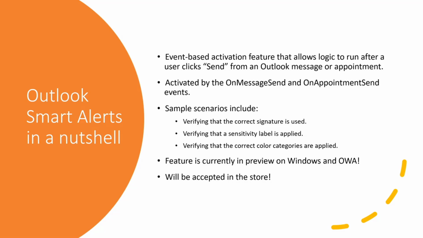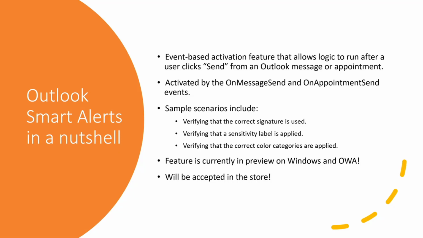So you want to add some logic to validate content, to verify, for example, that you're including an agenda in an appointment, or that it's properly classifying content. There are millions of scenarios here, no? So we have on message send and on appointment send events. And by the way, this is something that we shipped previously. We're making a few changes.